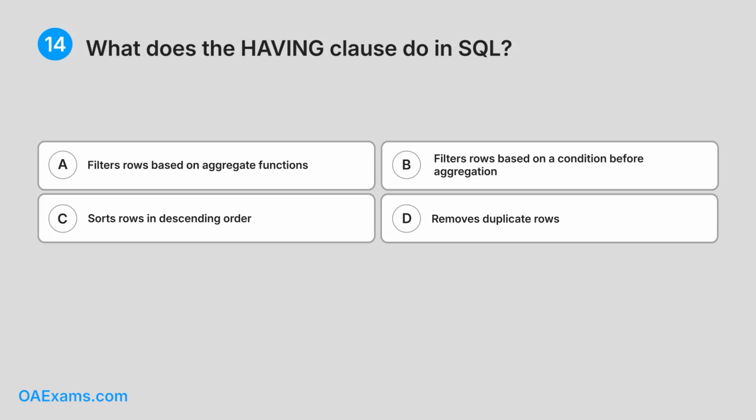14. What does the having clause do in SQL? A. Filters rows based on aggregate functions. B. Filters rows based on a condition before aggregation. C. Sorts rows in descending order. D. Removes duplicate rows. Can you guess the answer?